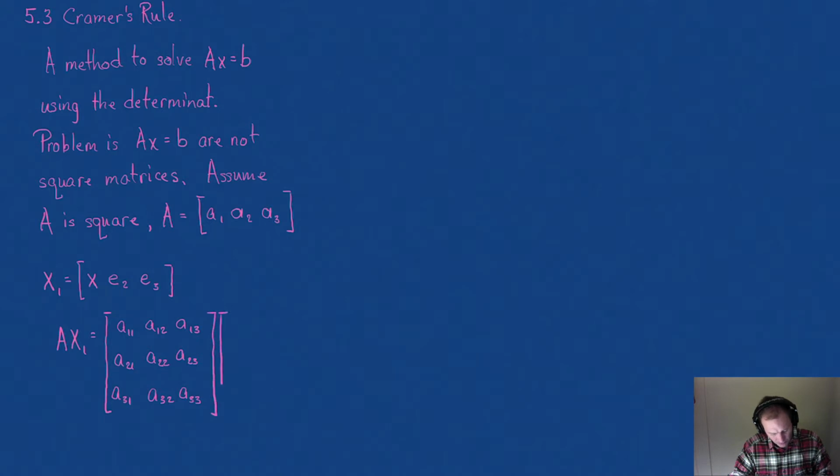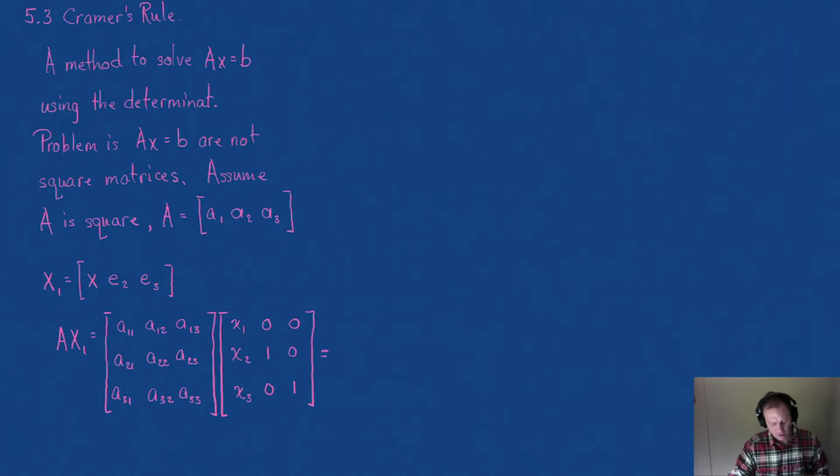times, now what would the matrix X1 look like? Well, the first column is the vector x, and we've seen that many times before. That's x has components x1, x2, x3. And then the second column of the 3 by 3 identity, E2, is 0, 1, 0. And the third column of the identity, 0, 0, 1. All right, well, let's multiply those two together and see what we get.